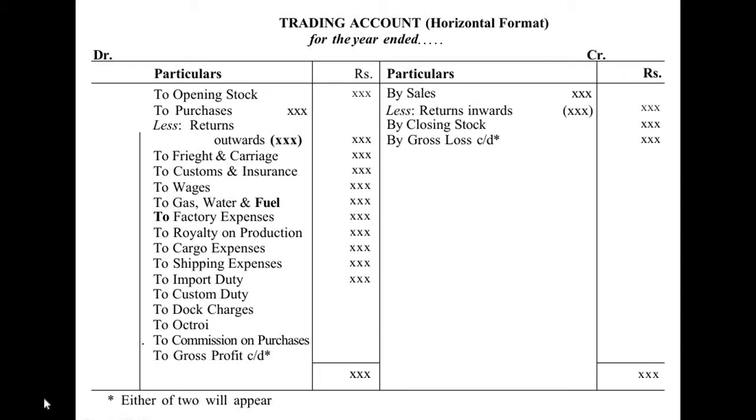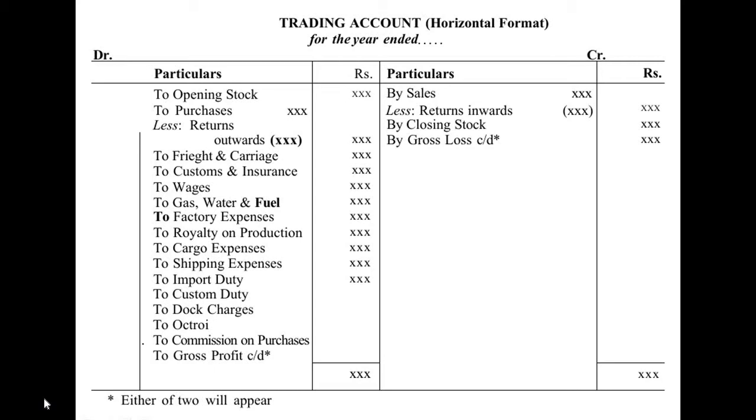And then direct expenses. It refers to those expenses which are incurred for making the goods saleable. It may include factory or manufacturing expenses incurred on purchase of goods. So these are the expenses: freight and carriage, customs and insurance, wages, gas, water and fuel, factory expenses, royalty on production, cargo expenses, shipping expenses, import duty, customs duty, dock charges, octroi, commission on purchases. These expenses are shown on the debit side of trading account.